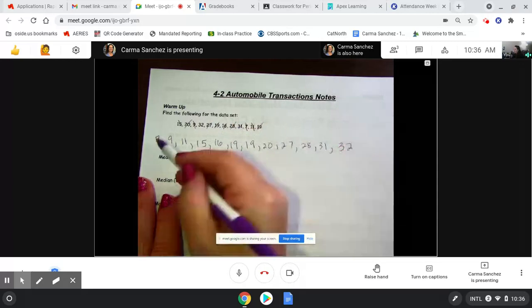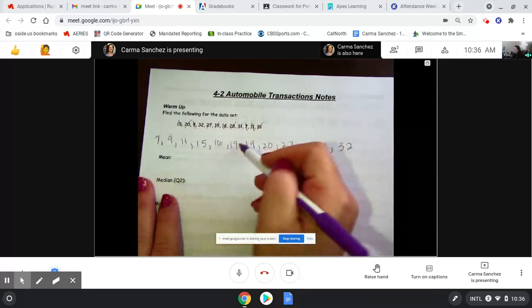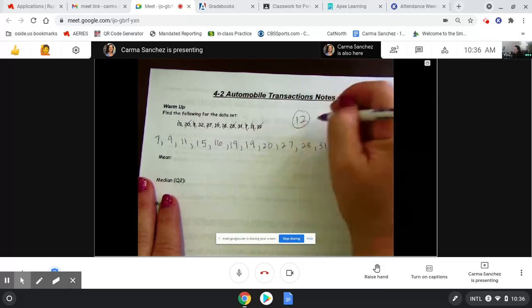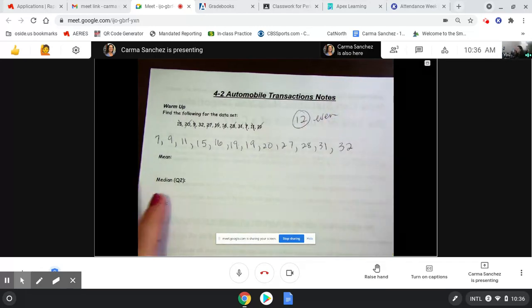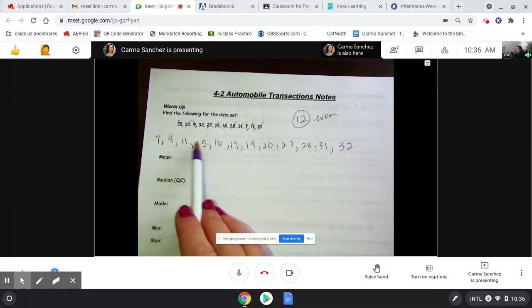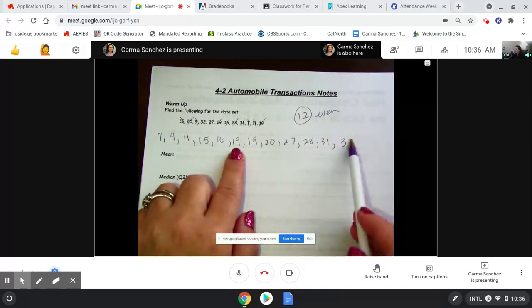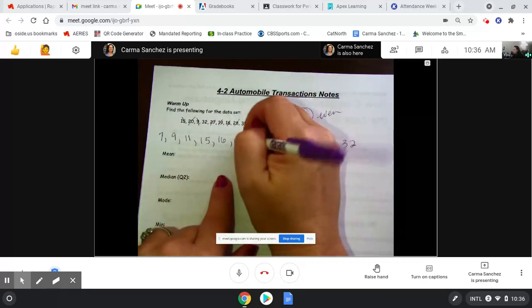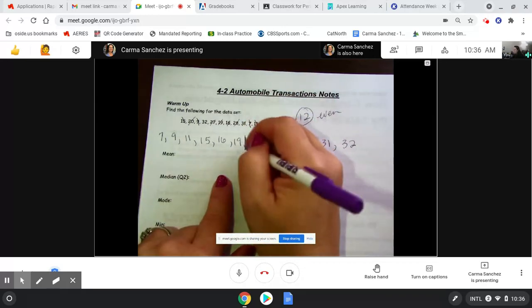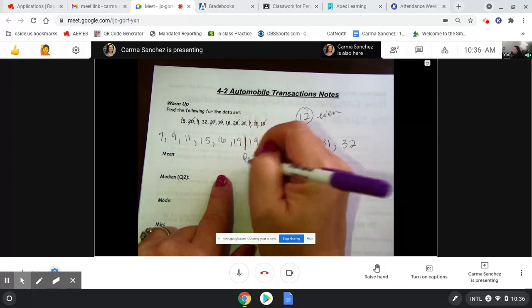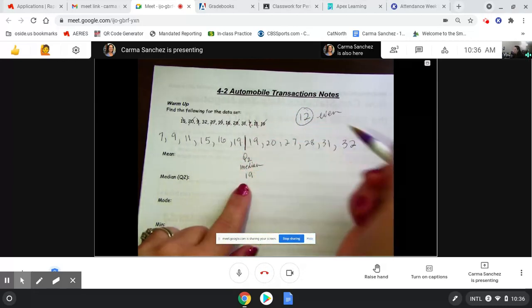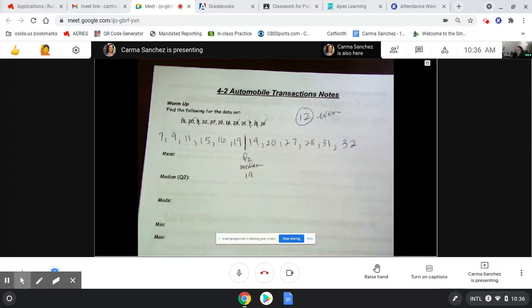12. 12 pieces of data. That means this is an even data set. So here I go. 1, 2, 3, 4, 5, 6 pieces on this side. 1, 2, 3, 4, 5, 6 pieces on this side. It means that when I'm splitting the data this time, my middle is the middle of the two middles. So my Q2, my median, my middle is luckily just 19. Nice, easy, in the middle of two 19s is just 19.